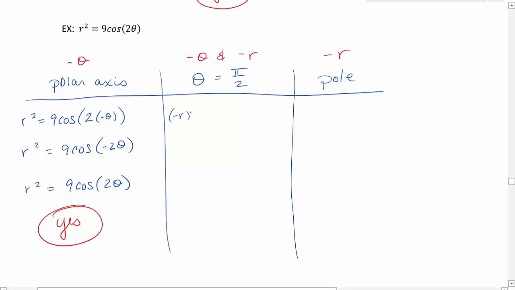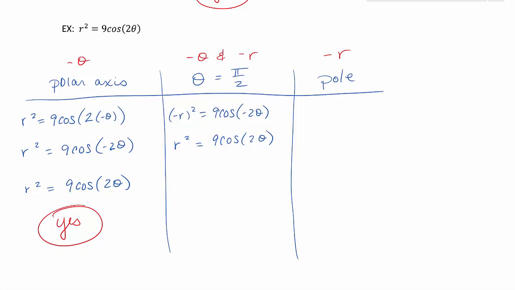So that's negative r squared equals 9 times cosine of negative 2 theta. Negative r squared is just positive r squared, and we want to use our negative angle identity on the right side again. You know that's going to be positive 9 cosine of 2 theta. We check back to the original. It is the original, so this is also going to display symmetry with respect to the line theta equals pi over 2. So it's up and down and side to side.